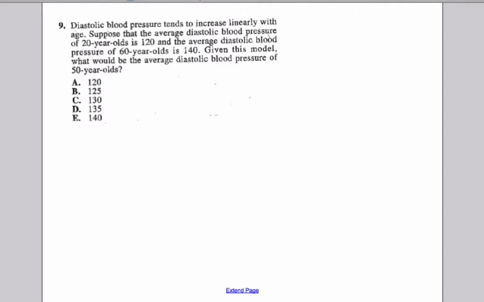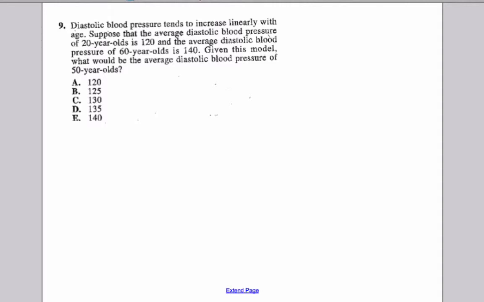All right, let's move on to number 9. Number 9, I would consider to be a hard coordinate geometry problem. Diastolic blood pressure tends to increase linearly with age. Suppose that the average diastolic blood pressure of 20-year-olds is 120, and the average diastolic blood pressure of 60-year-olds is 140. Given this model, what would be the average diastolic blood pressure of 50-year-olds?